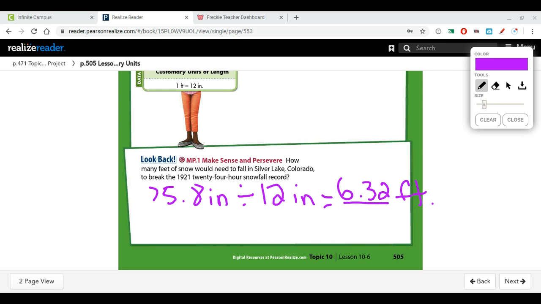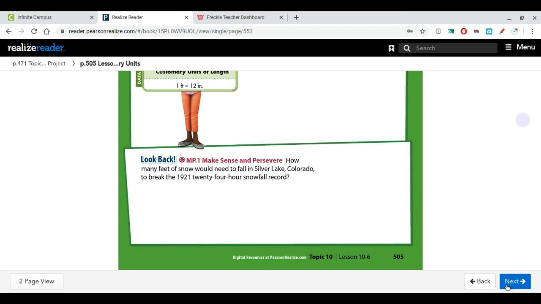And so I need to have it be greater. So how many feet of snow would I need? I would need about 6.4 feet of snow in order to break that record. All right, let's go ahead and move into our visual learning.